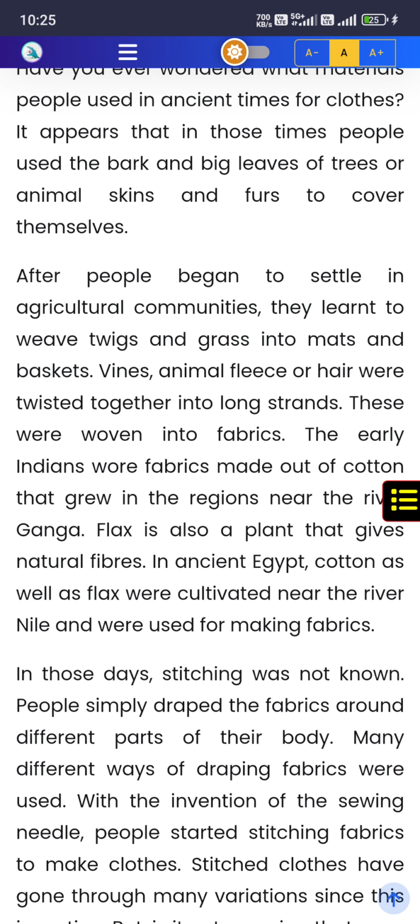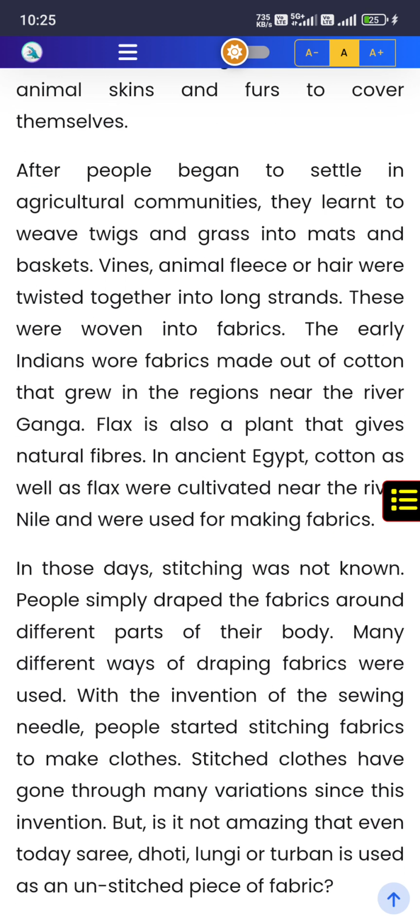The early Indians wore fabrics made of cotton. They grew in their region near the river Ganga. So the early Indians also wore fabric made out of cotton that grew in the regions near the river Ganga.